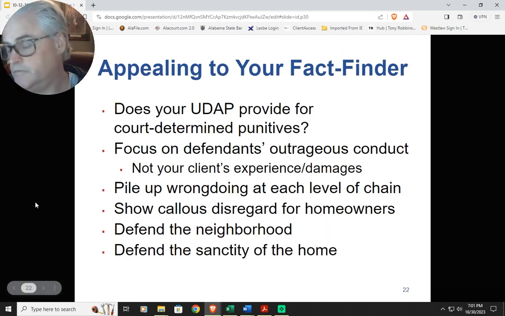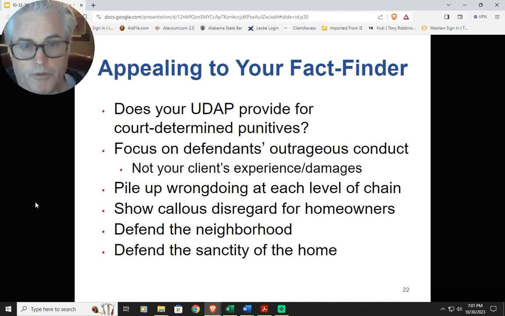So, determine who's going to be finding the facts in your case, who would be awarding a verdict. Is it going to be the judge or is it going to be the jury? You always try these cases on the idea of the defendant's outrageous conduct, not what happened to your client. What happened to your client becomes a small piece of the overall story.